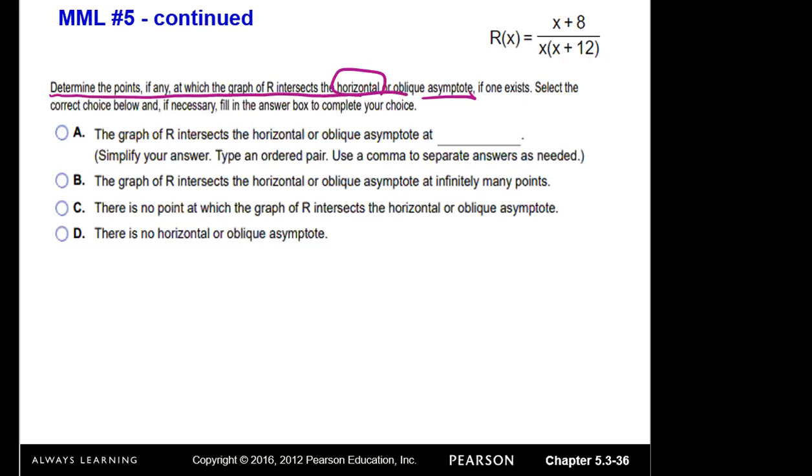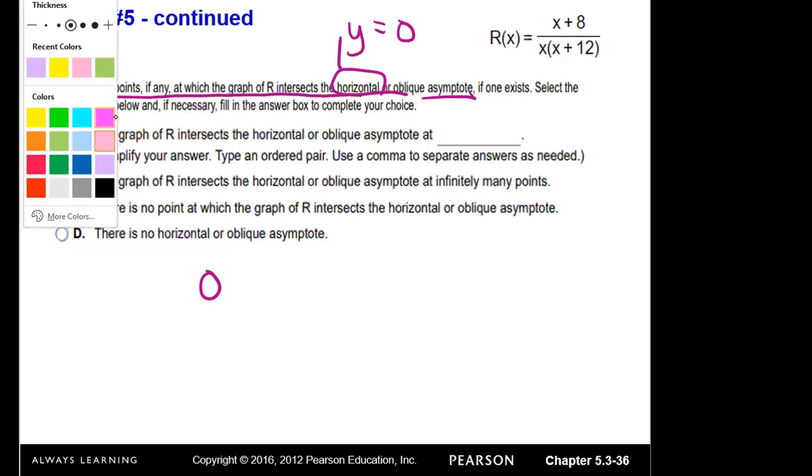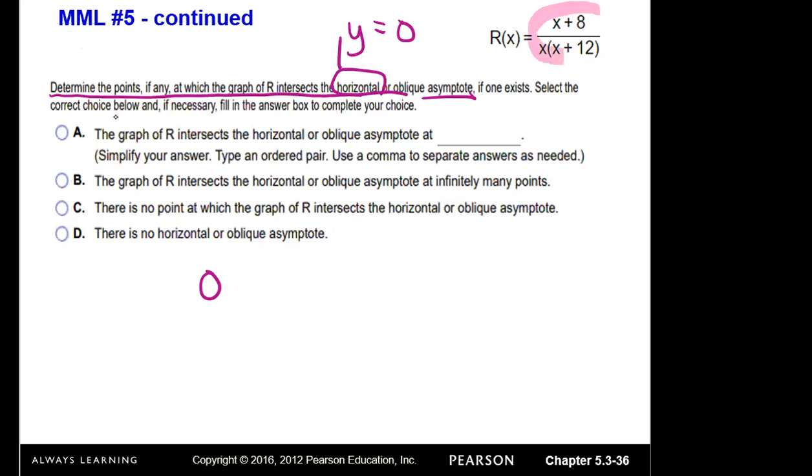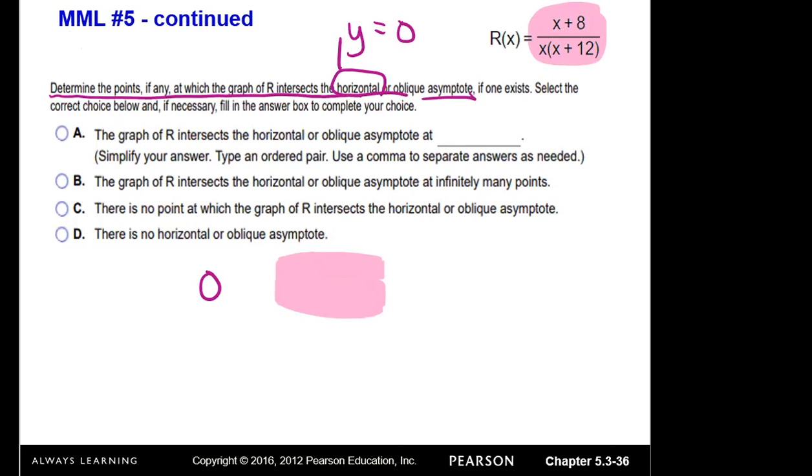That's when you just set them equal to each other. The horizontal asymptote was y is equal to 0. So if y is equal to 0 and r of x is also equal to all of this, then 0 is equal to x plus 8 over x times x plus 12. And now you need to solve for x. You just set them equal to each other to figure out what the x-intercept is, or what the x coordinate of the intersection point is.